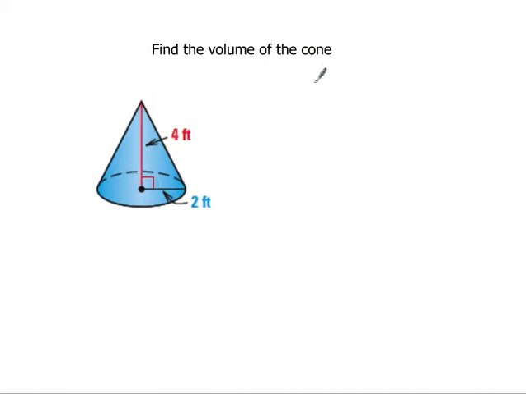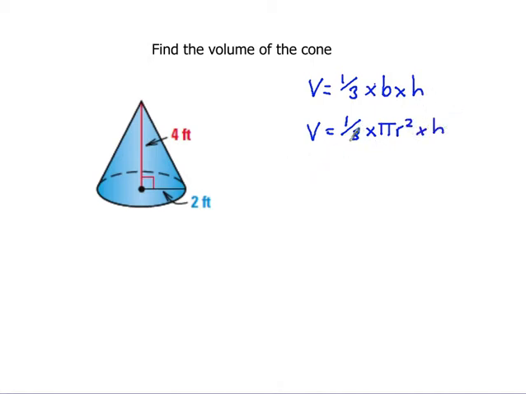Find the volume of the cone. So we're using the same formula here that we used for the volume of a pyramid, which is a third of the base times the height. Now, since the base is just a circle, that means that effectively we're using a third times pi r squared times the height, or just a third pi r squared h.